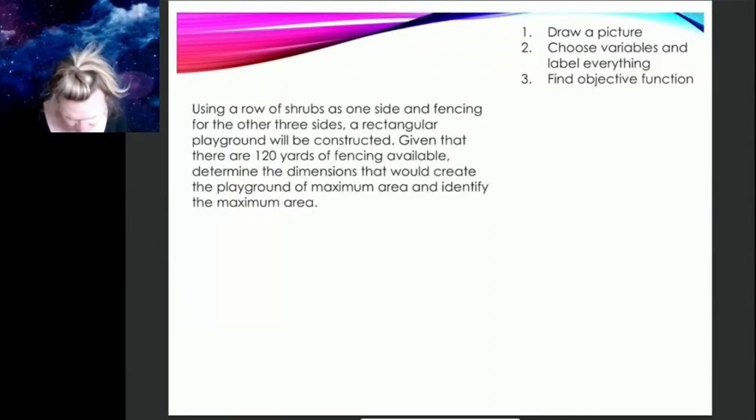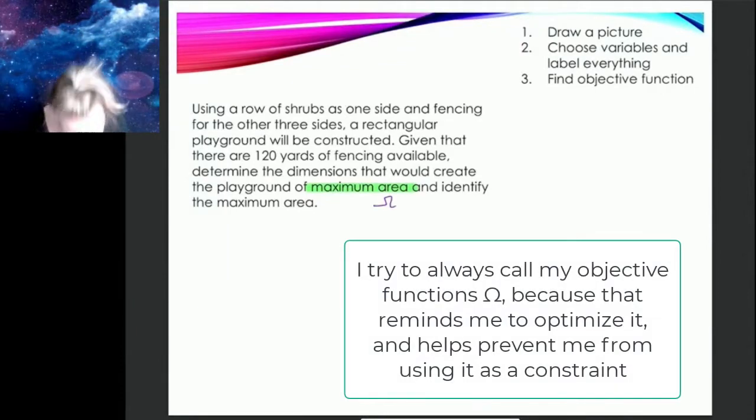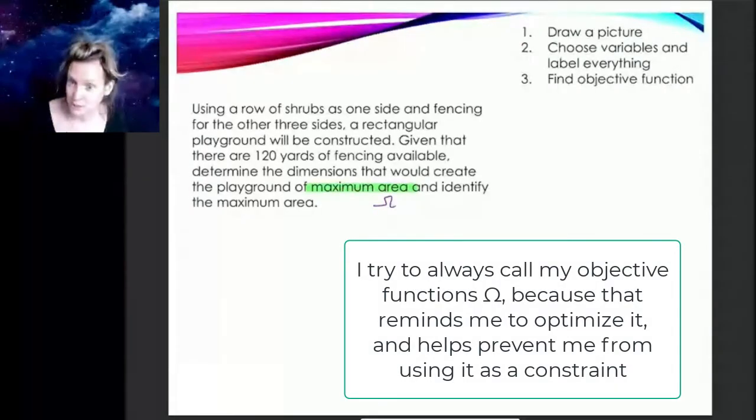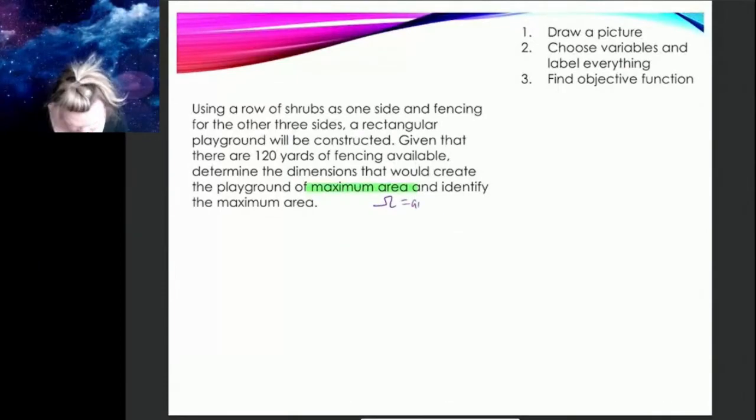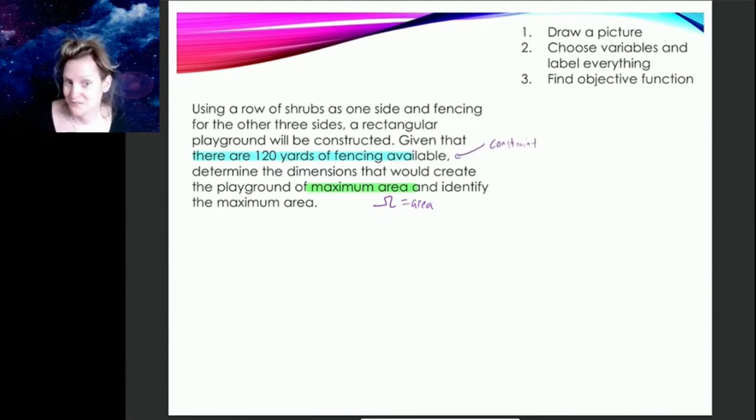What am I trying to do? I'll put that in green. Maximize area. That's omega. My objective is to maximize area. And I'm going to do so subject to a constraint, and the constraint is that there are 120 yards of fencing available. That's my constraint. We should draw a picture.